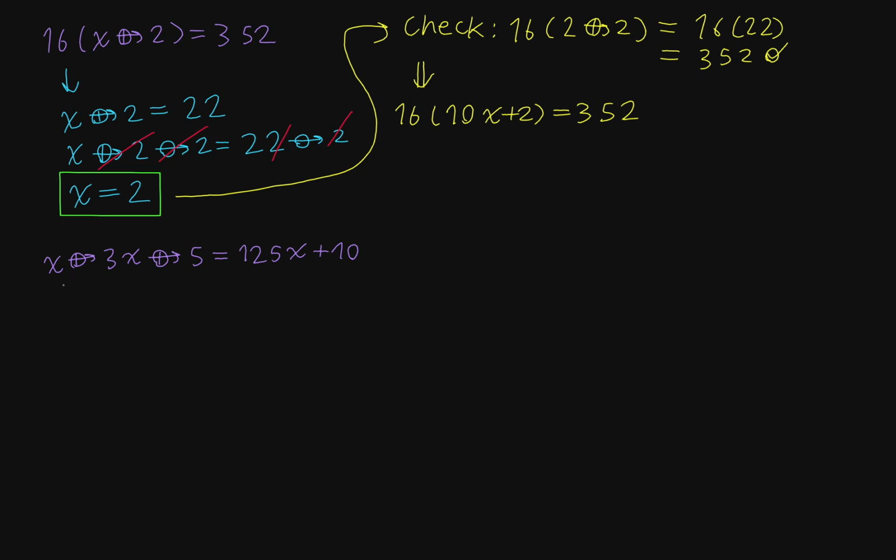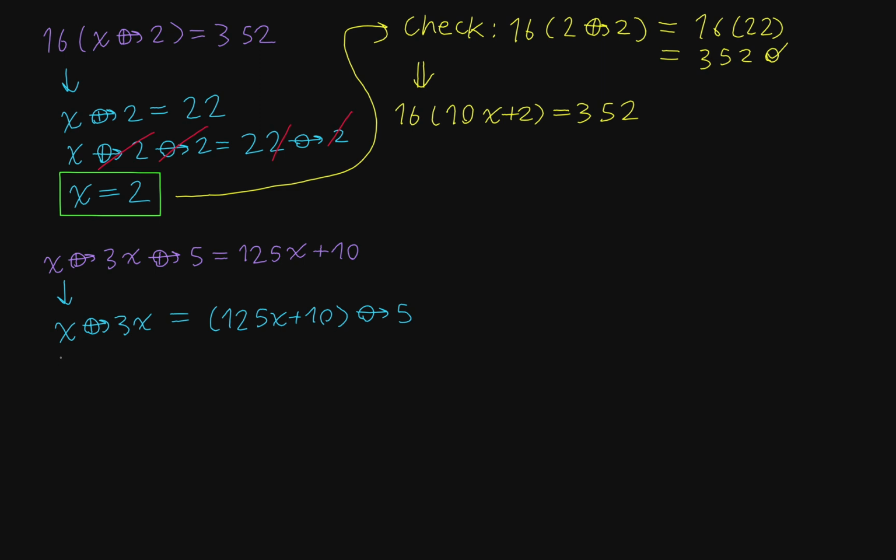deconcat 5 on both sides. So then we're going to have x concat 3x, and then remember that cancels with the concat 5, and then we're going to have 125x plus 10 deconcat 5, and then we can use the formula definitions of concatenation and deconcatenation to rewrite these.